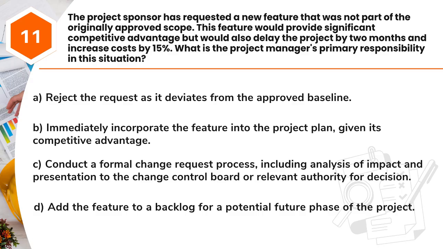A. Reject the request as it deviates from the approved baseline. B. Immediately incorporate the feature into the project plan, given its competitive advantage. C. Conduct a formal change request process, including analysis of impact and presentation to the Change Control Board or relevant authority for decision. D. Add the feature to a backlog for a potential future phase of the project.